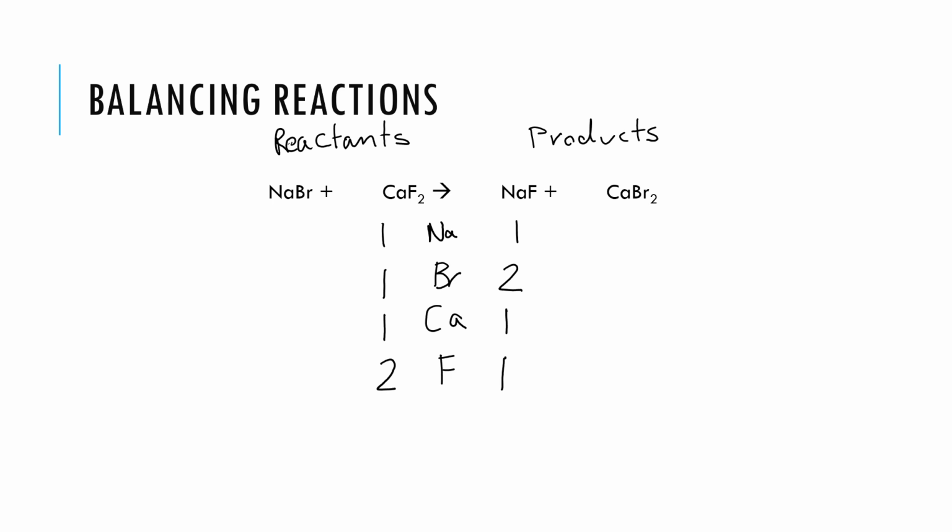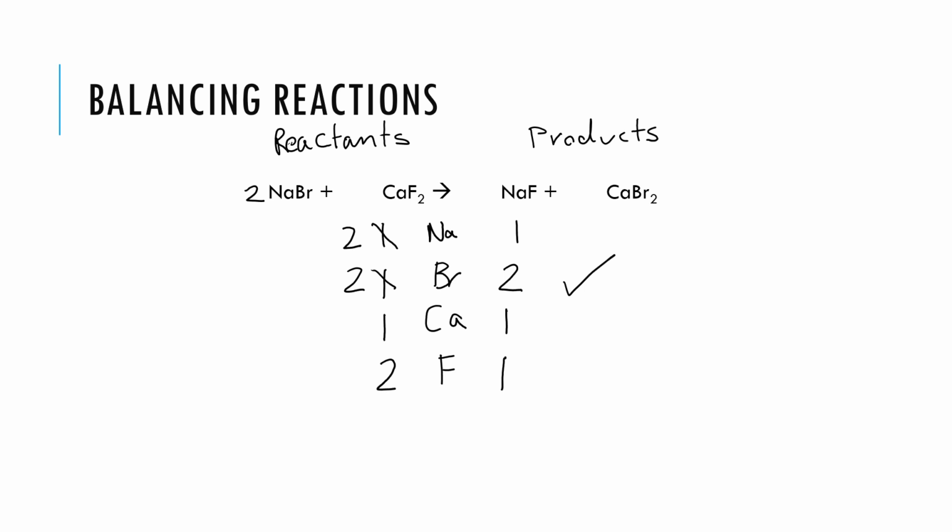Now just like before, I can put a 2 right here. I can't put any subscripts in. I can only change the large numbers in front. And this 2 is going to go to the sodium and the bromine. This is going to change it to be 2 sodium and 2 bromine. Now, our bromines are balanced. So for right now, I'm going to put a check mark right there. They could become unbalanced, but they also might stay balanced.